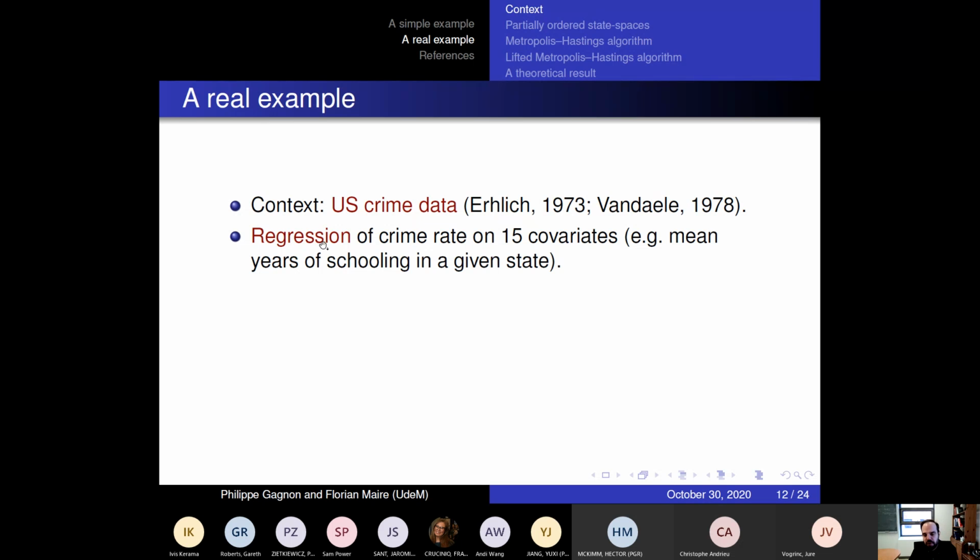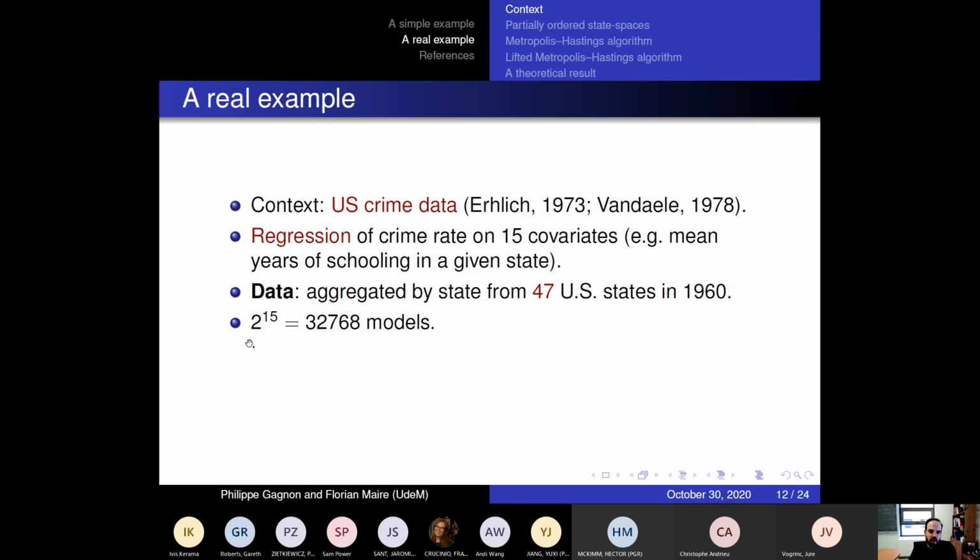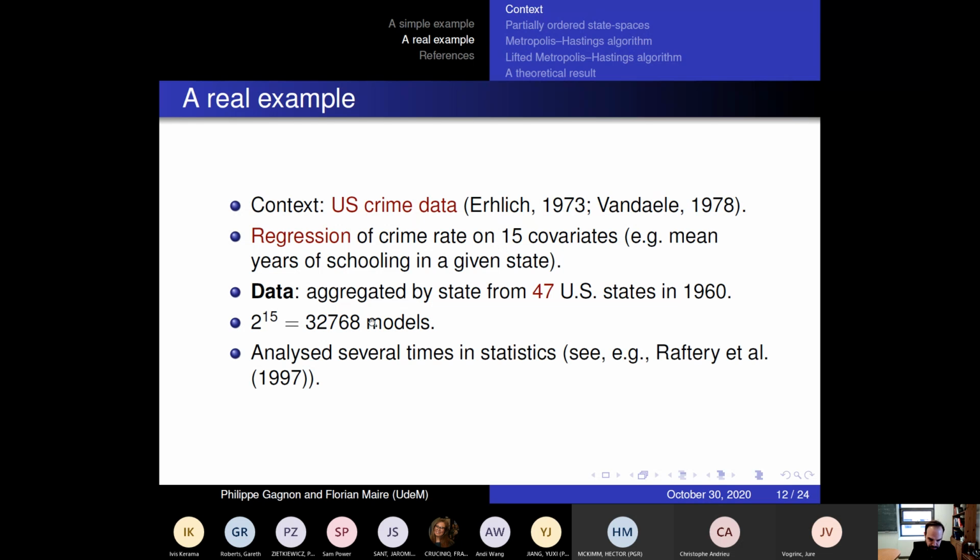And they use linear regression, okay, where the dependent variable is the crime rate, and you have 15 covariates. An example of a covariate is the mean years of schooling. The data were created by state, from 47 US states in 1960. So this means that you have 47 data points and you have 15 covariates. Okay, so you have this number of models.